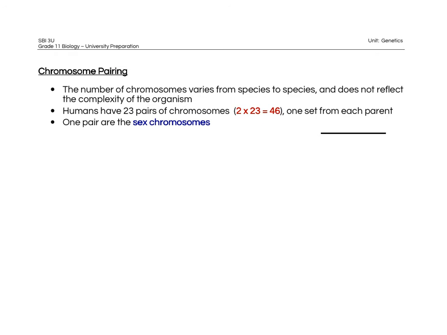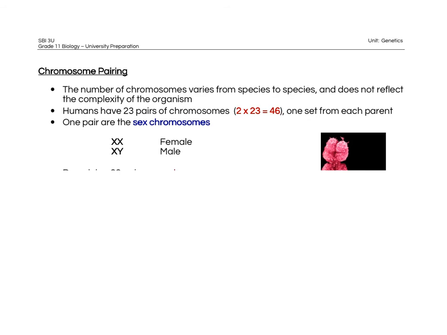As we said, we usually say that humans have 23 pairs of chromosomes rather than saying 46. Well, we can say 46, but really what we mean when we say 46 is that we have two sets of 23. And remember, one set from mom and one set from dad, right? But one of those 23 pairs is responsible for determining the sex of the offspring.